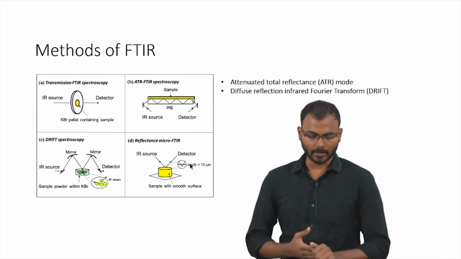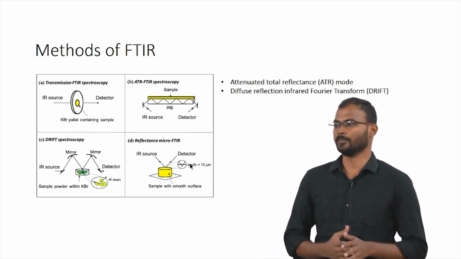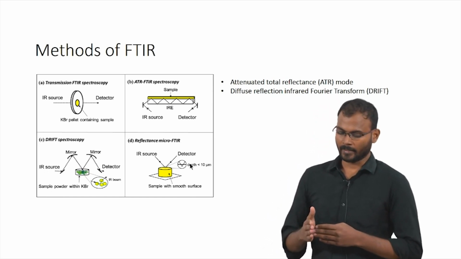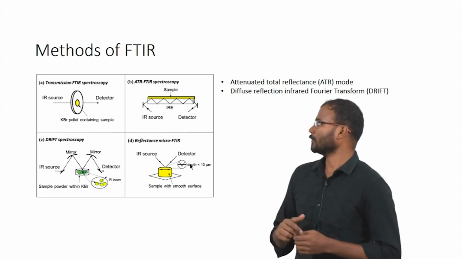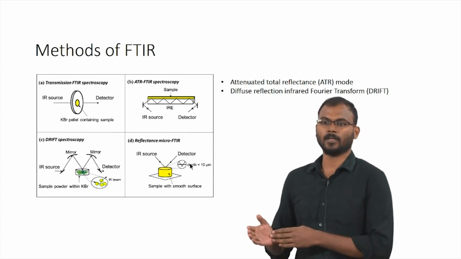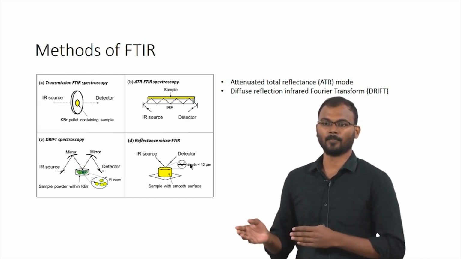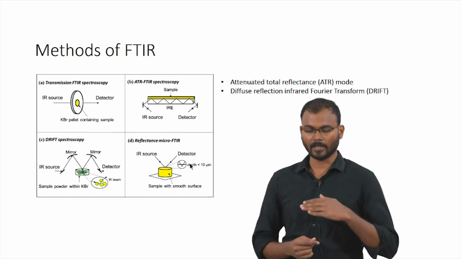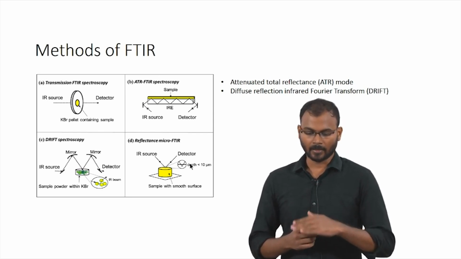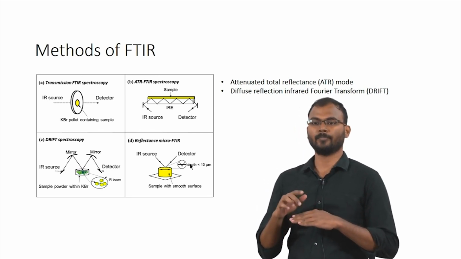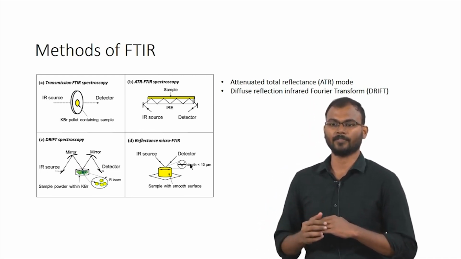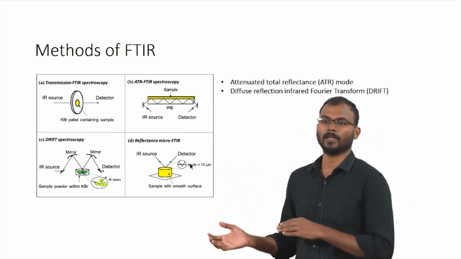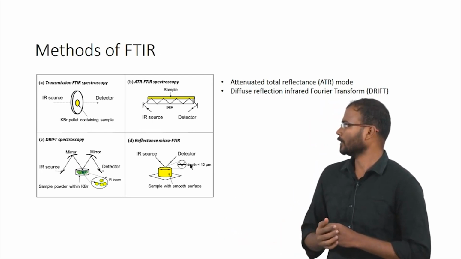So, I will first explain the methods. Transmission FTIR spectroscopy is the widely used method, where you keep the sample in the path of the IR, and it will detect how much of the light has been transmitted through the sample, and based on that it will plot the spectrum. Then ATR FTIR spectroscopy is attenuated total reflectance, where you have a reflective surface at the bottom, where the light source is reflected to and fro through the sample and the reflective surface, and the amplified reflection will be detected using a detector.